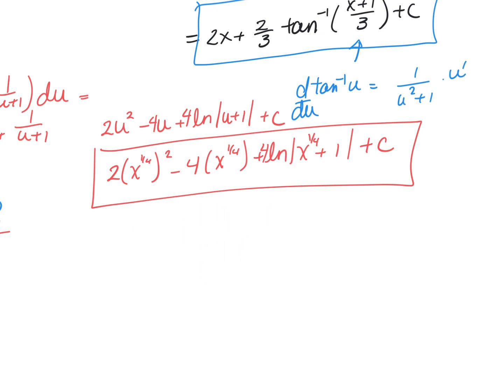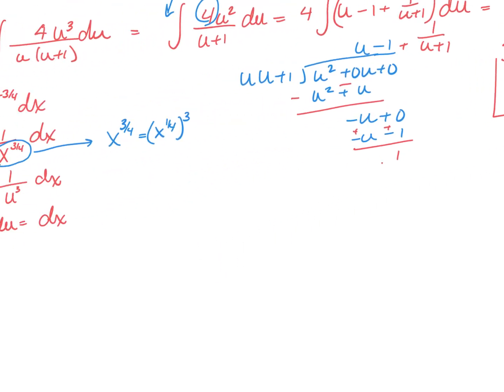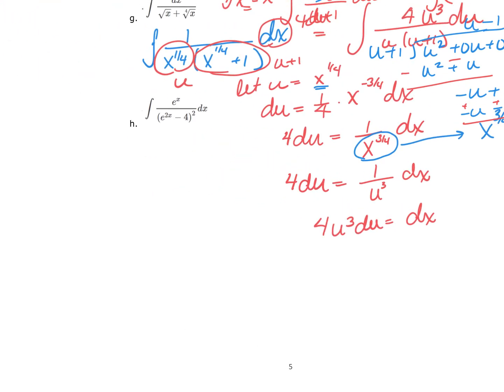Now let's take a look at our last example here, which is e to the x divided by e raised to the 2x minus 4. And the first thing I'm going to do is a u sub as well. I'm going to come down here and I'm going to say let u equal e to the x, and du is equal to e to the x dx.